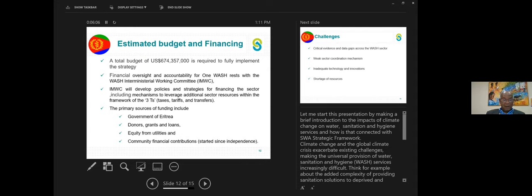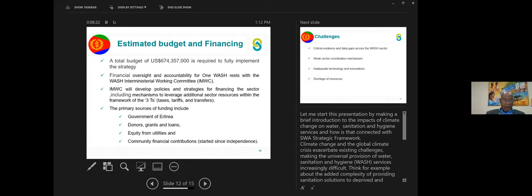Here, the financial oversight and accountability for One WASH rests with the WASH Interministerial Working Committee. The Interministerial Working Committee will develop policies and strategies for financing the sector, including mechanisms to leverage additional sector resources within the framework of the three T's, that is taxes, tariffs, and transfers.